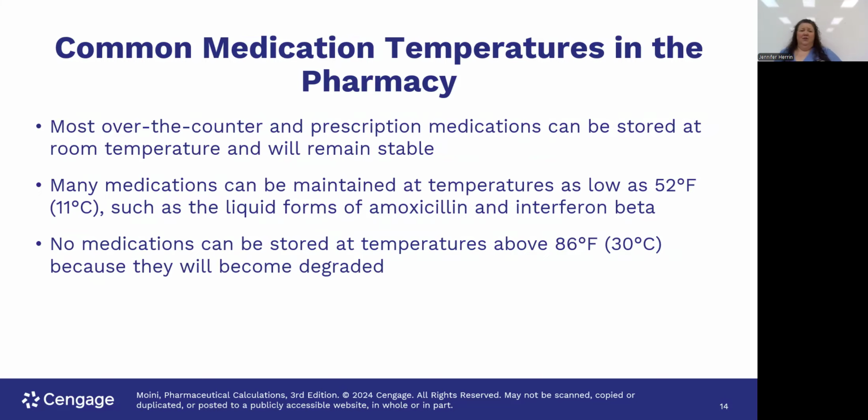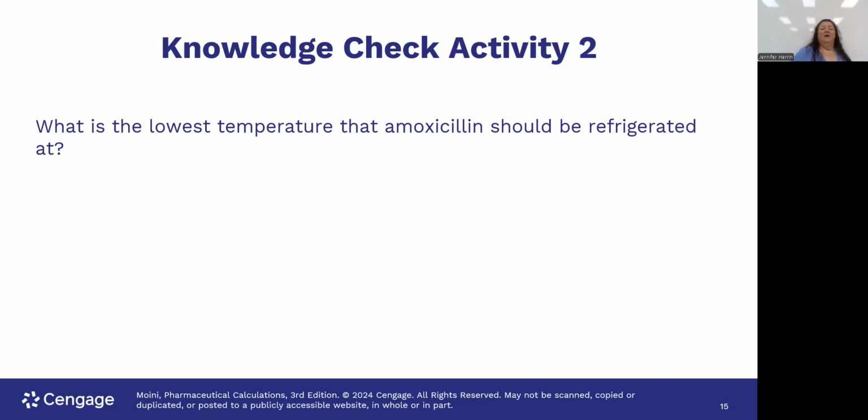Common medication temperatures in pharmacy. So most of our over-the-counter and prescription medications can be stored at room temperature and will remain stable. Many medications can be maintained at temperatures as low as 52 degrees Fahrenheit or 11 degrees Celsius, such as the liquid forms of amoxicillin and interferon beta. No medications can be stored at temperatures above 86 degrees Fahrenheit or 36 degrees Celsius because they will become degraded. They're just getting too warm at that point.